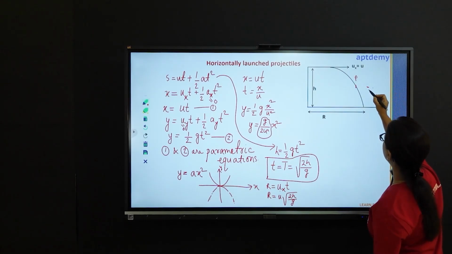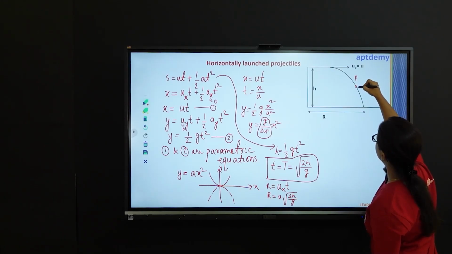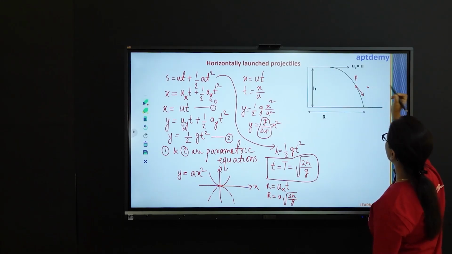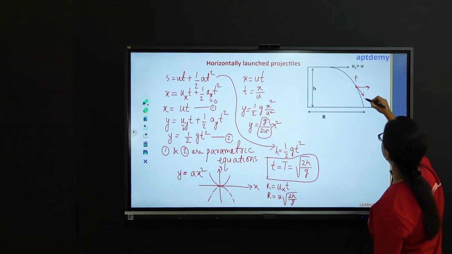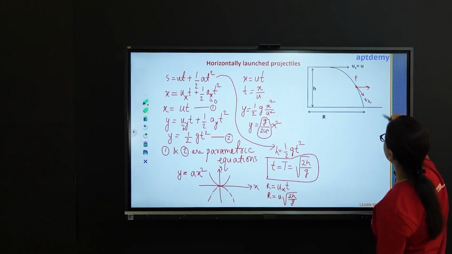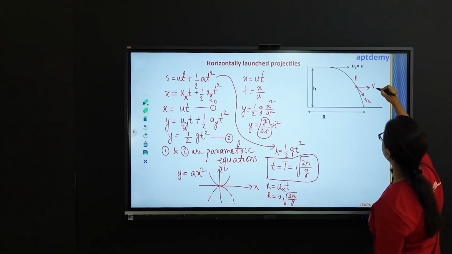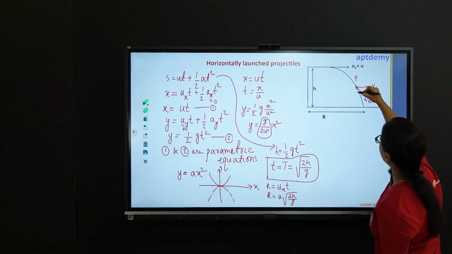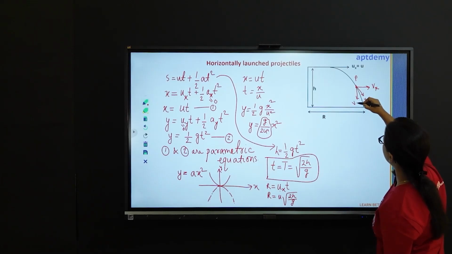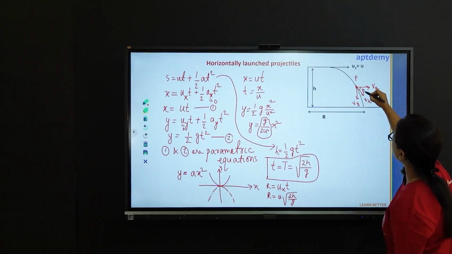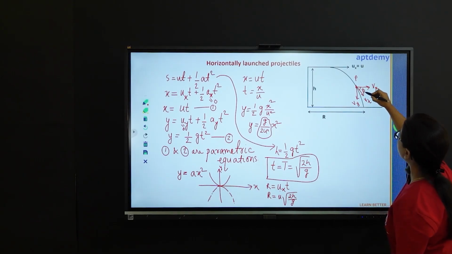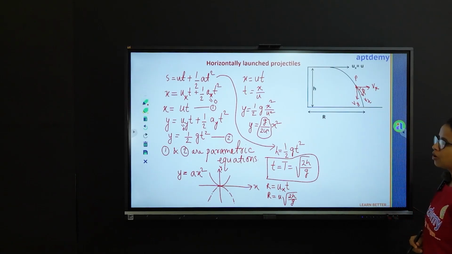Now, at this point P, this is say the direction of the particle. We have the horizontal component, this is the resultant, that is Vt say, the horizontal component is Vx and the vertical component is given by Vy, and this angle that the resultant makes with the horizontal is given by beta say. Now, if you are asked to find out Vt, what will it be?